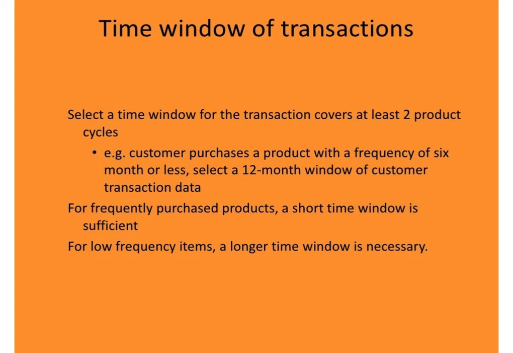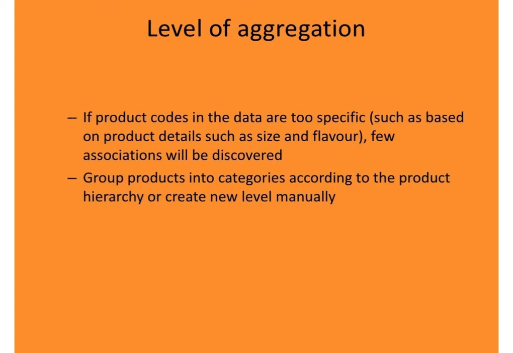Level of aggregation: if the product codes in the data are too specific, such as based on product details such as size and flavor, few associations will be discovered. This is basically the variety of the product. Next, we group products into categories according to the product hierarchy or create new levels manually.